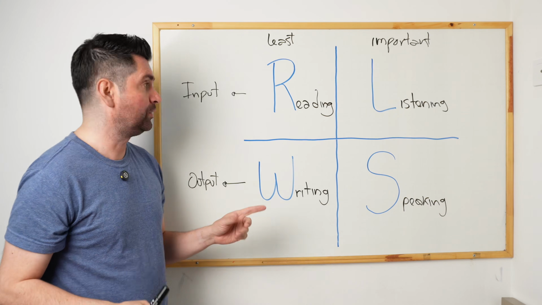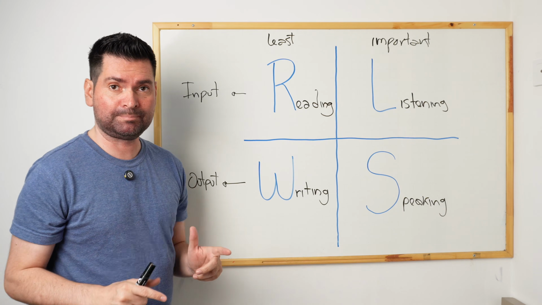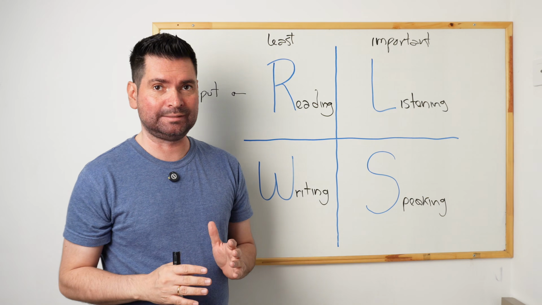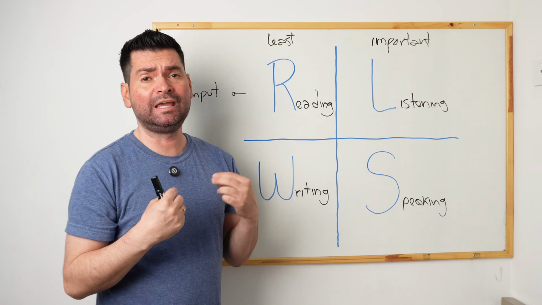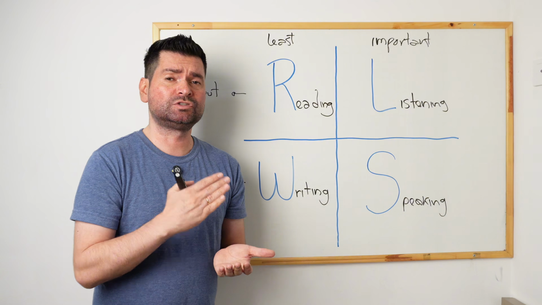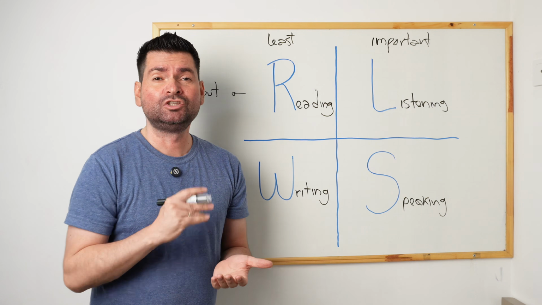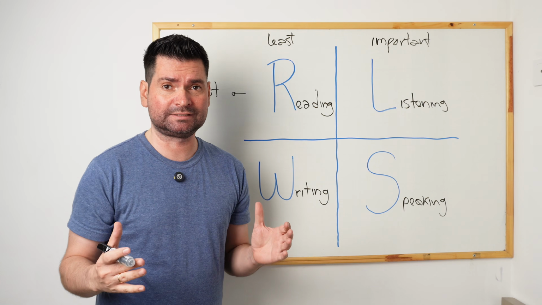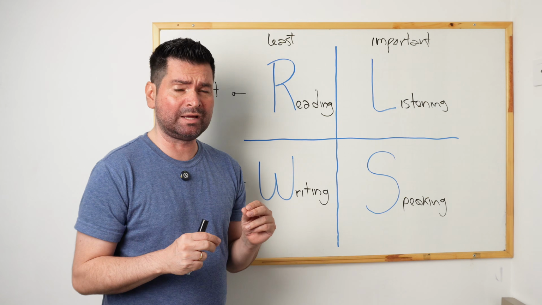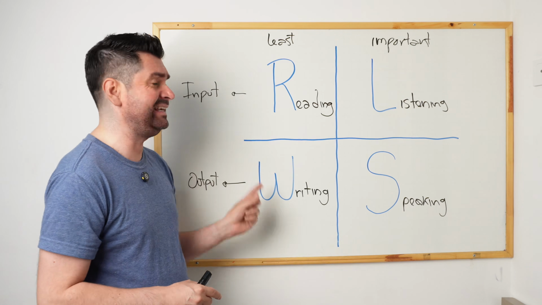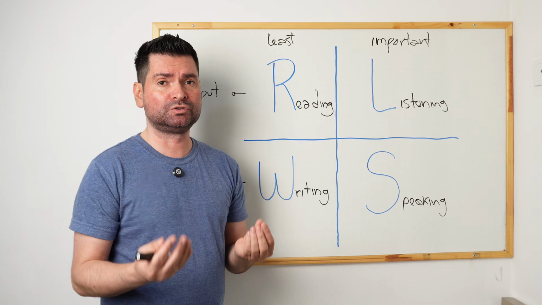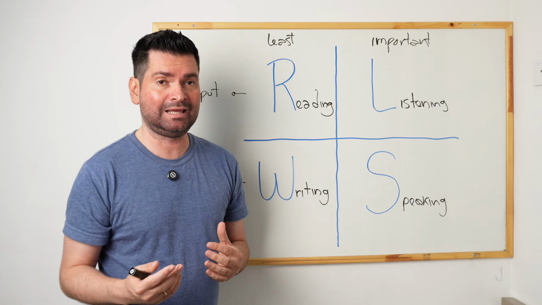In my opinion, both input and output are important, and you can start working on them at the same time. You don't need to get a lot of input first before you start producing the language. You can start producing the language imperfectly. It doesn't need to be perfect. Now let's go one by one and see how we can use each of these skills in order to acquire and to produce the language and to understand the language.